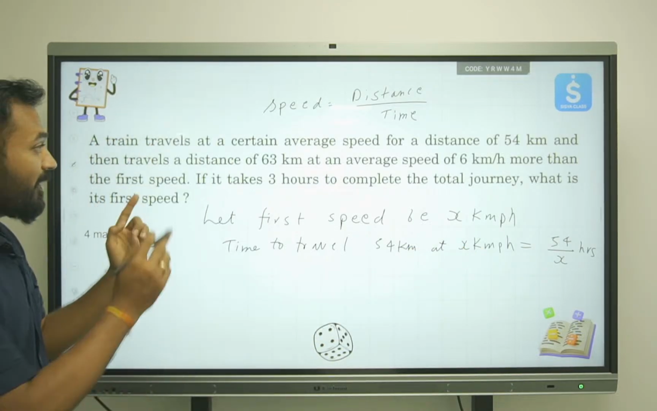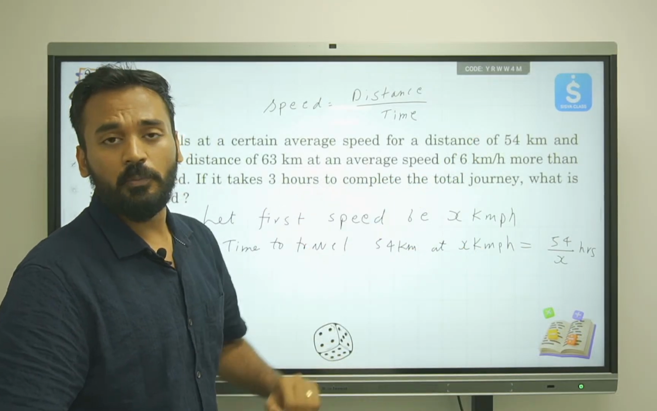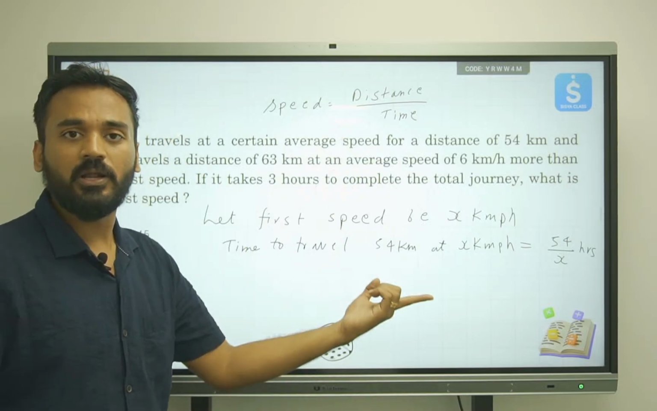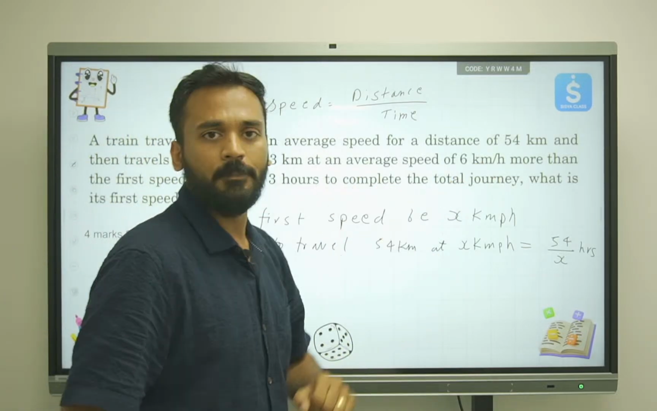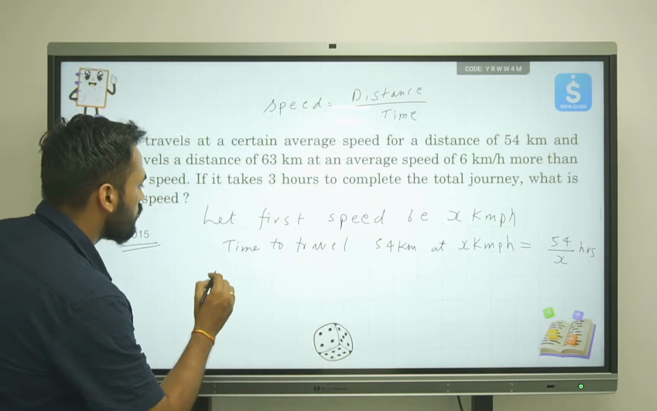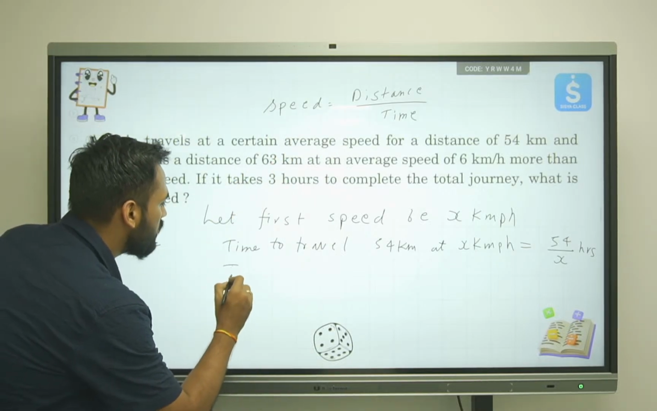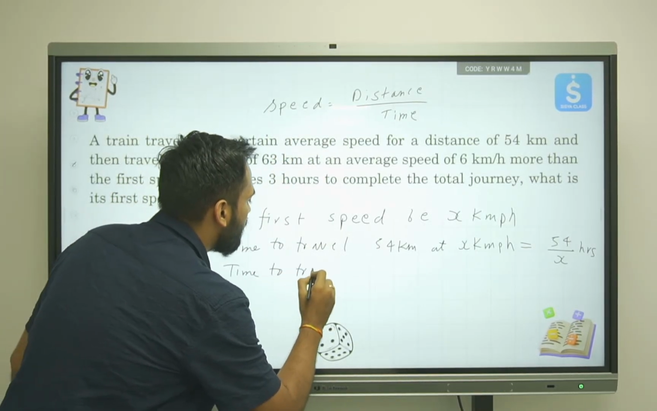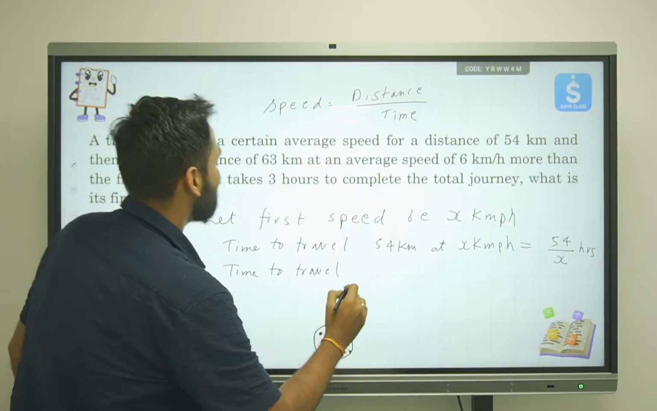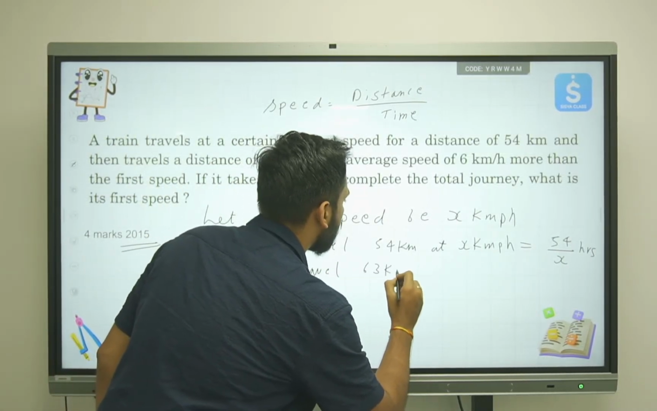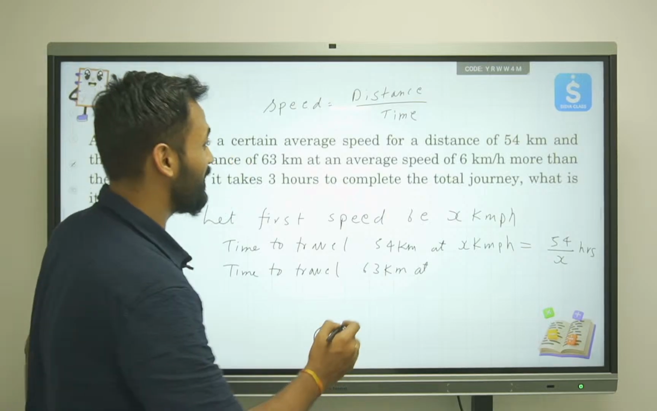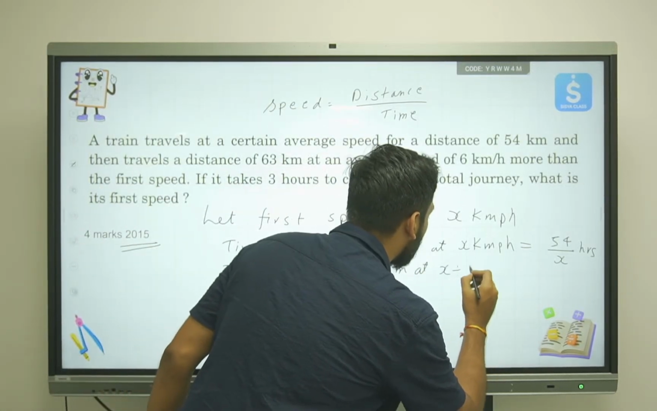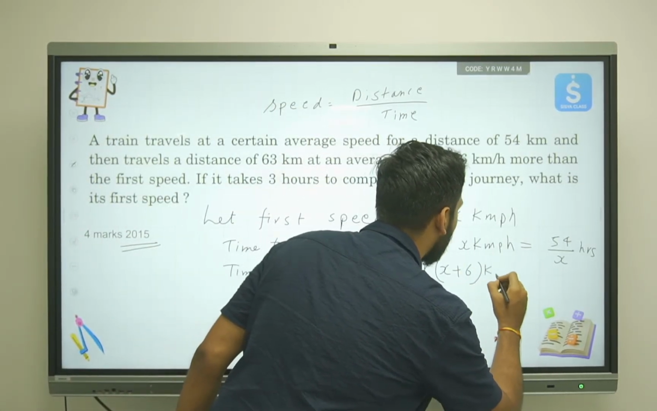Next, if I increase the speed by 6 kilometers per hour, it has now traveled 63 kilometers as well. So time to travel 63 kilometers at an increased speed. How much has the speed increased? 6 kilometers per hour. So the speed is x plus 6 kmph.